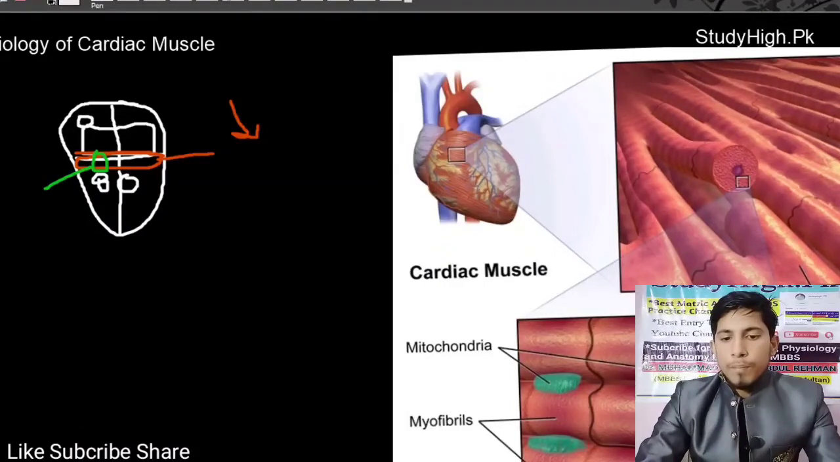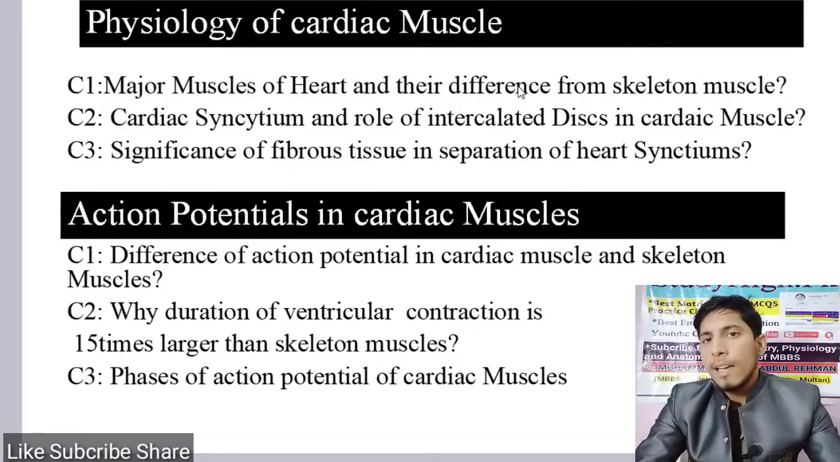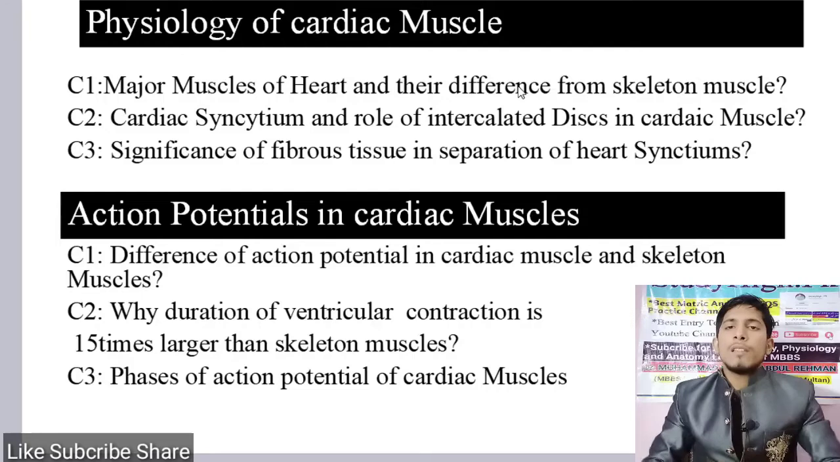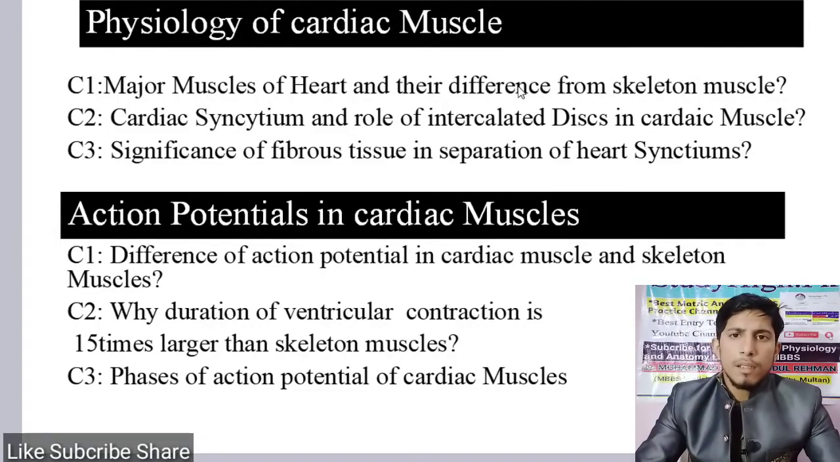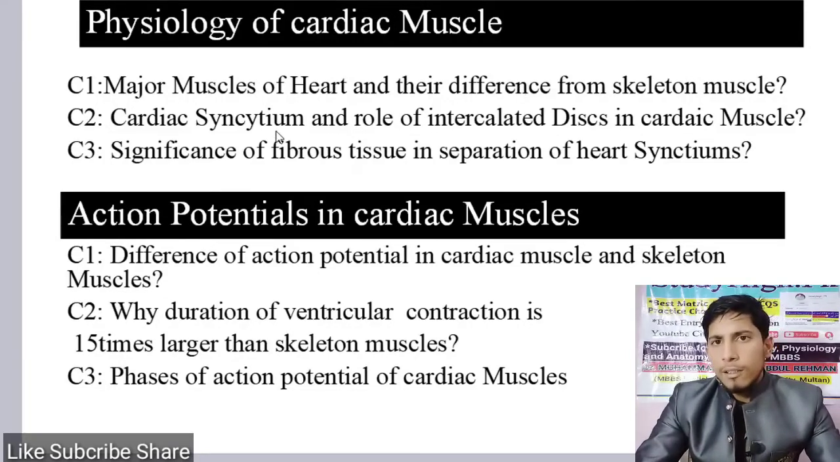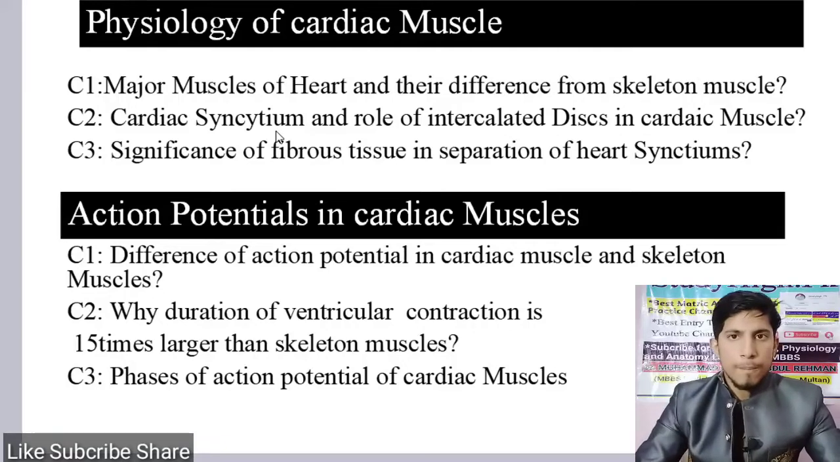First, I informed you about the major muscles of the heart, atrial muscles and ventricular muscles, and their difference from skeletal muscles. Skeletal muscles do not contain intercalated discs. As a result, they are not connected through gap junctions, whereas cardiac muscles contain intercalated discs and form two syncytia. As a result, if an action potential is generated in one muscle cell of the atria, it will be transported to all the muscle cells of the atria.